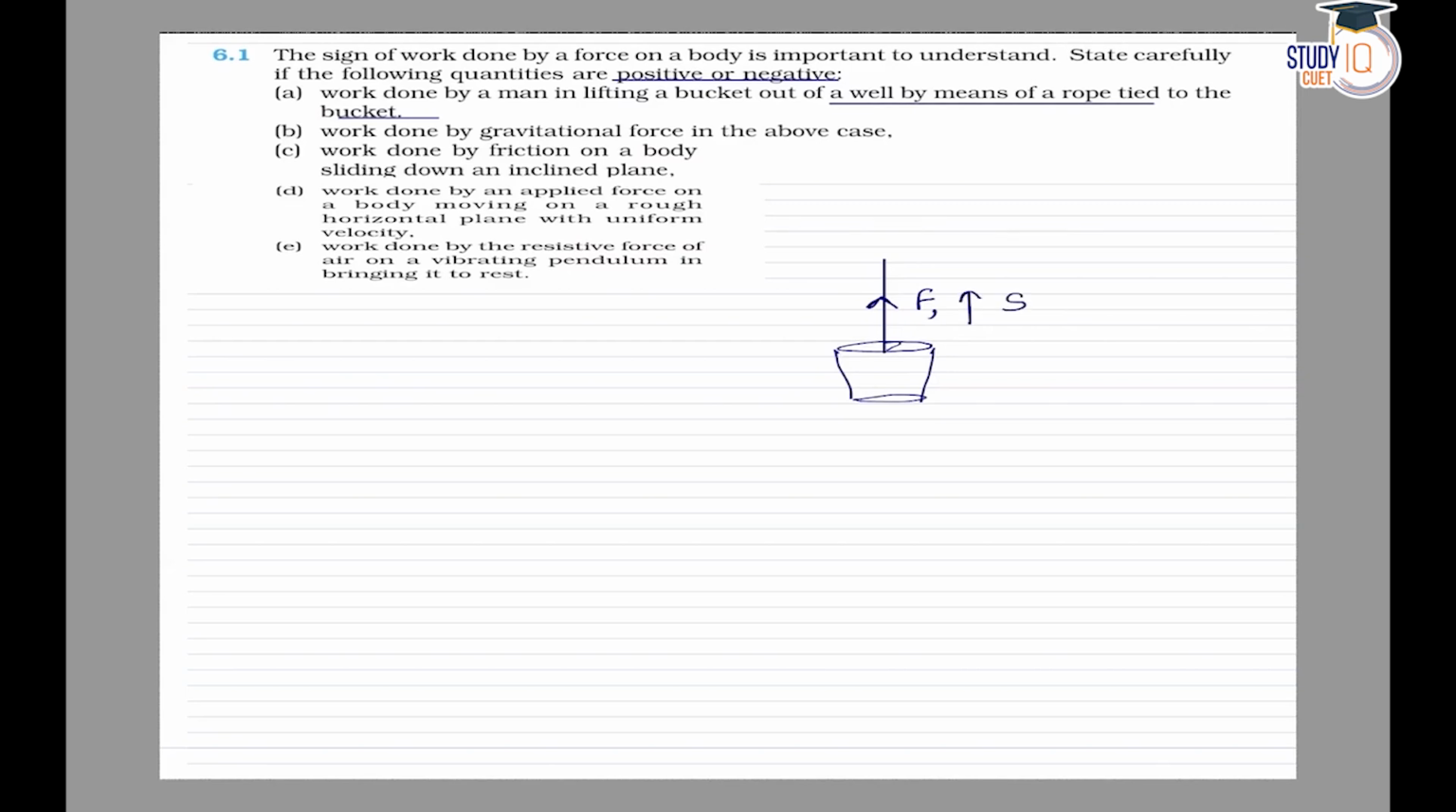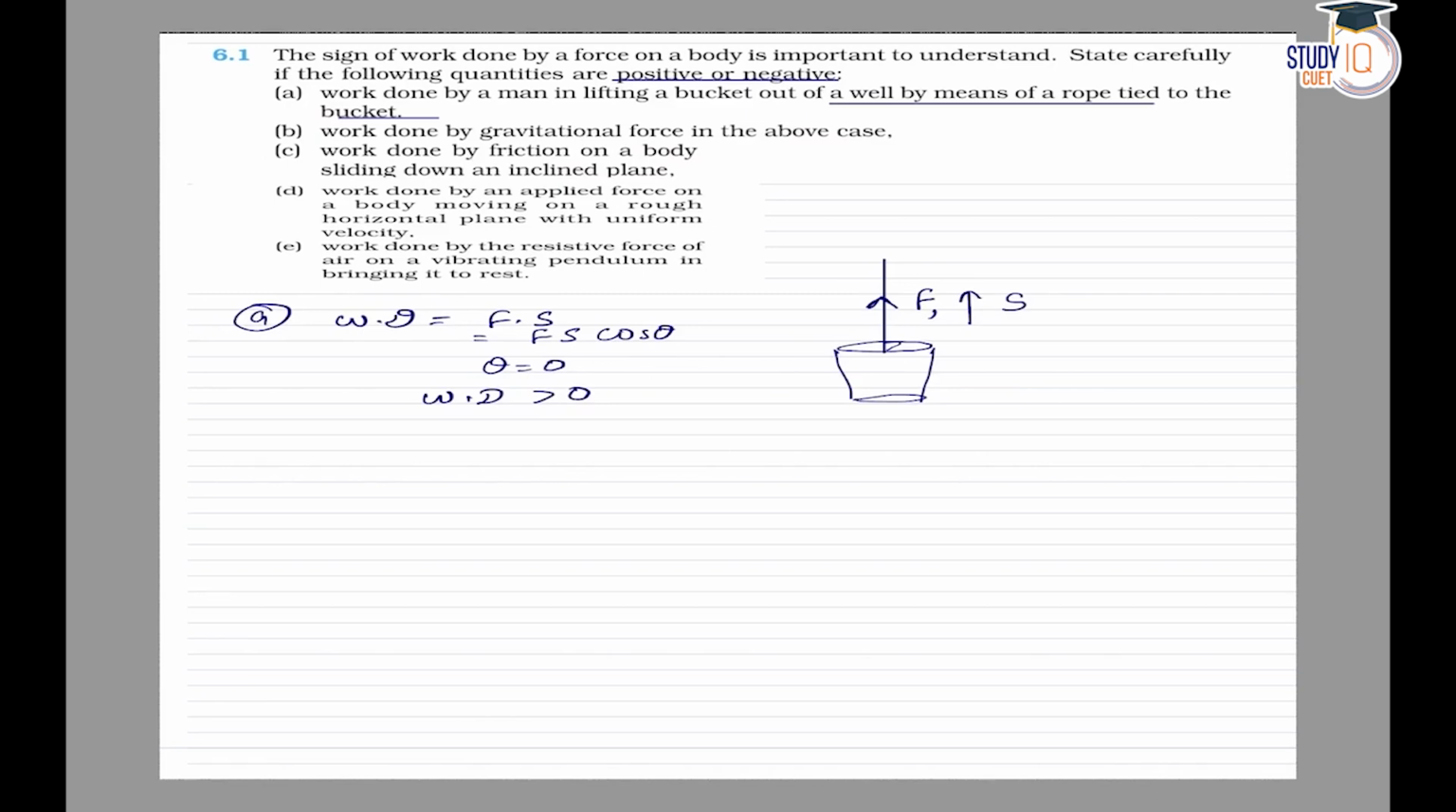As we all know, work done is equal to F dot S. Work done by any force is given by F dot S, which is equal to Fs cos theta, where theta is the angle between F and displacement. So in this case, the angle between force and displacement is equal to 0 as both are in the same direction. So from this we can say that work done in this situation would be greater than 0.